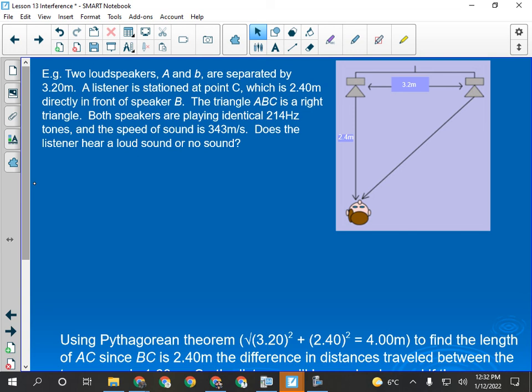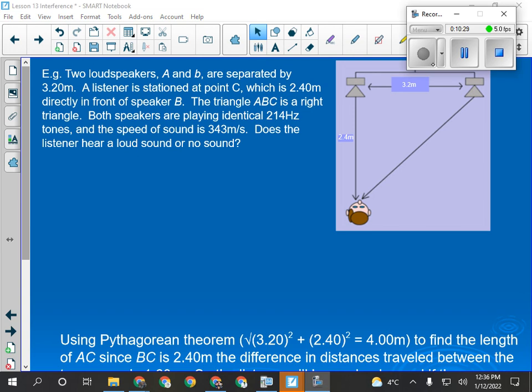All right, so I'll give you a couple minutes there to get that written down, and then we'll walk through it. Okay, so let's have a look at how this one works.